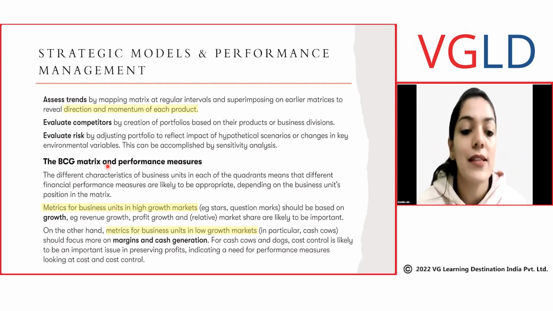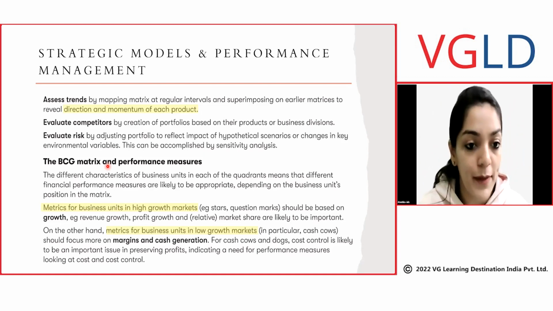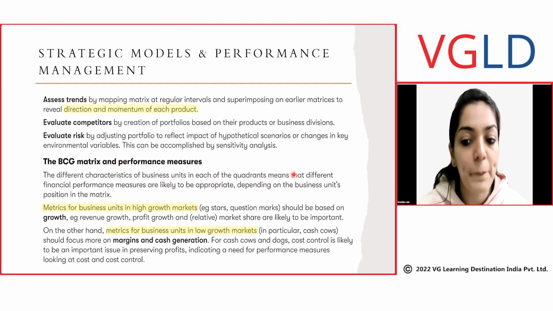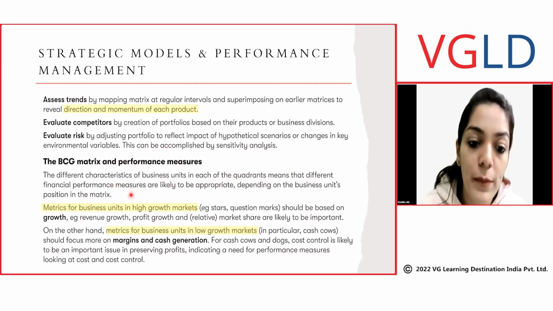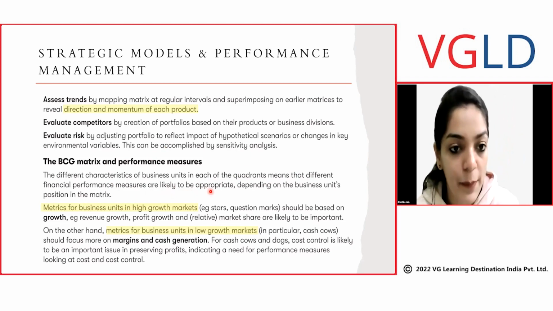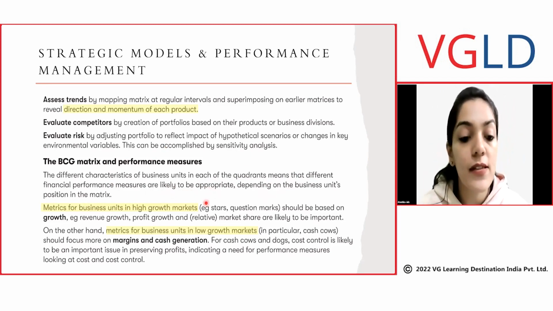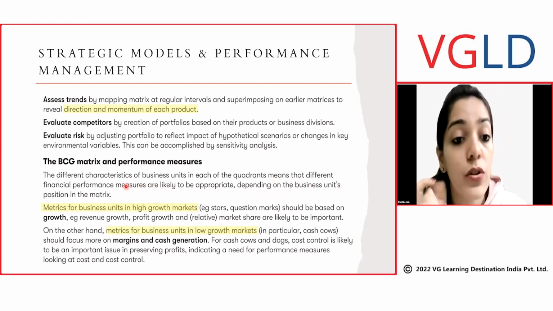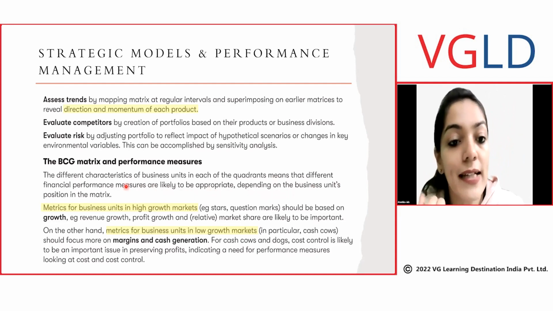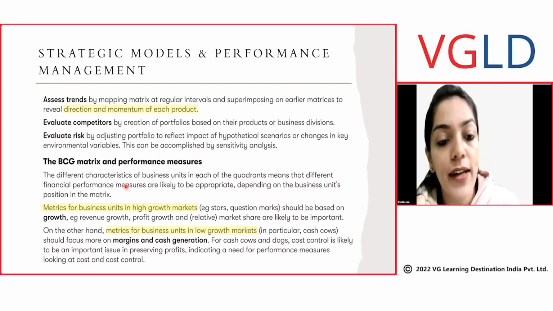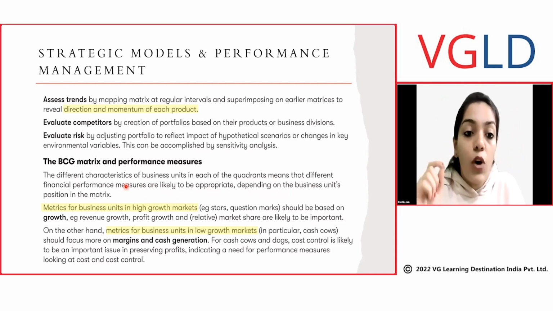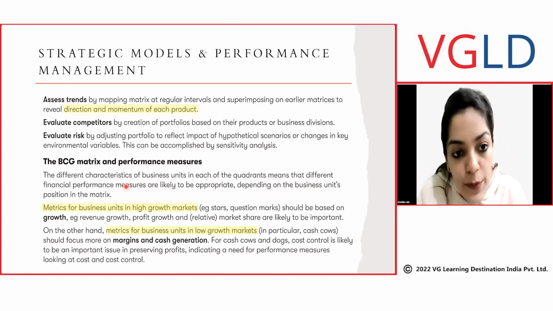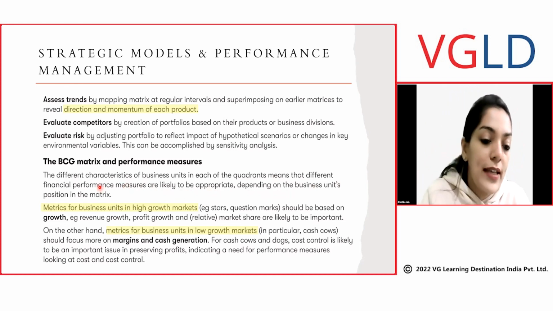The next topic is the BCG metrics and performance measures. The different characteristics of business units in each of the quadrants mean that different financial performance measures are likely to be appropriate, depending on the business unit's position in the market. As I said, for each quadrant, we will be defining a different plan of action. If we are defining a different plan of action, obviously the key performance indicators which we are going to use to measure the performance of each product are going to be different. So let's see what's given next.